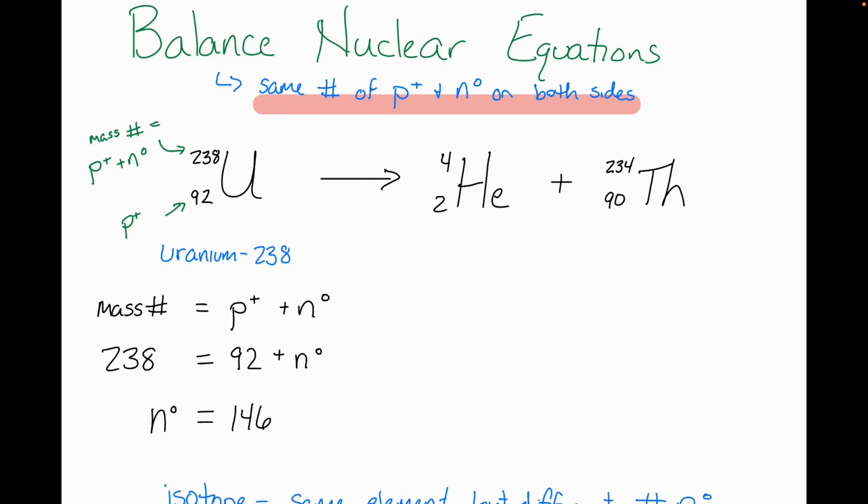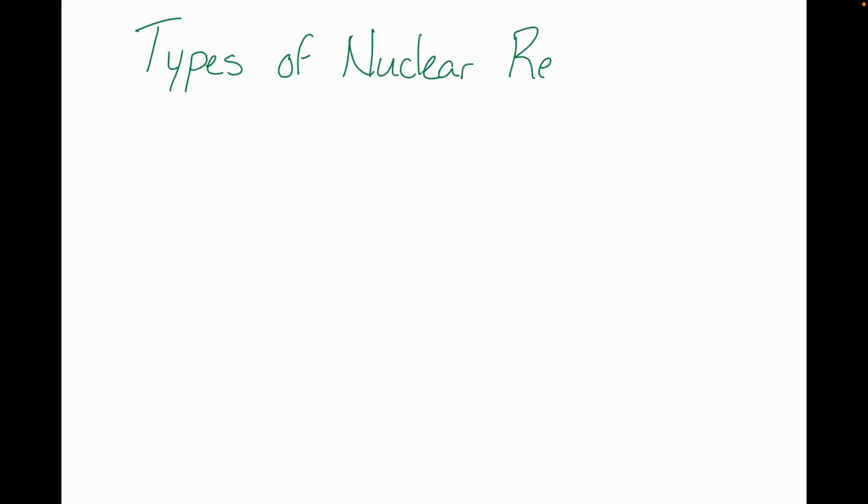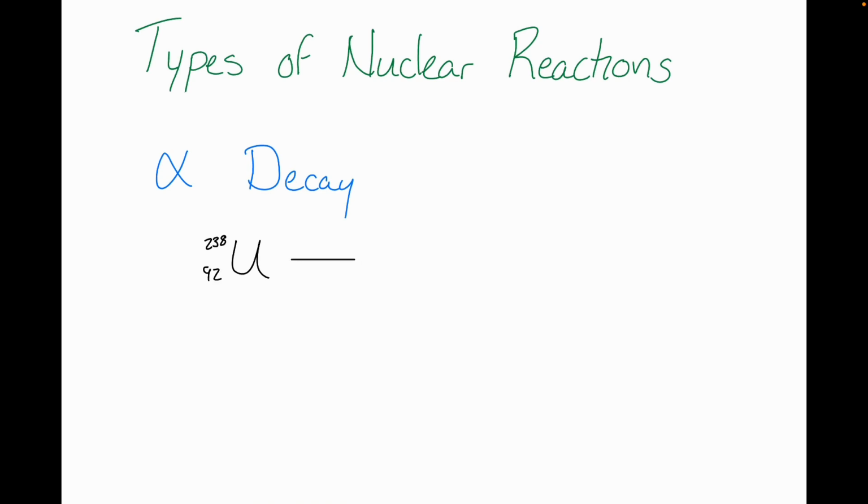All right, now, studying these nuclear reactions, they all tend to fall into one of a few bins here. And so we're gonna talk about the types of nuclear reactions. All right, the first one, we just saw an example of what's called alpha decay. So that would be our uranium-238 decaying into that thorium-234 and helium-4, helium, not hydrogen.